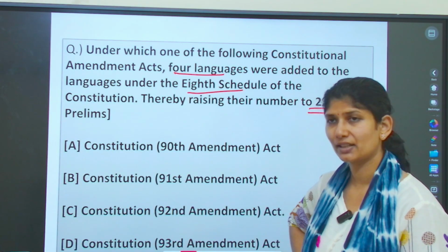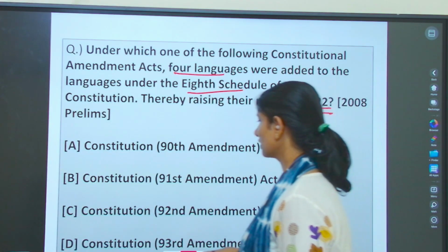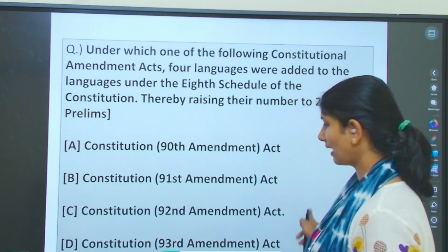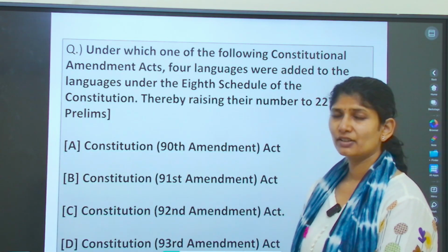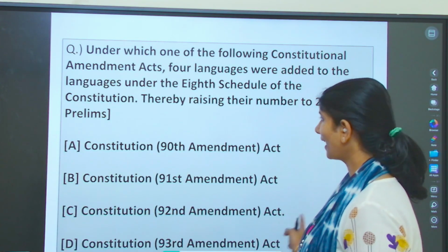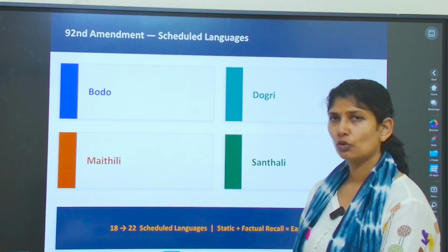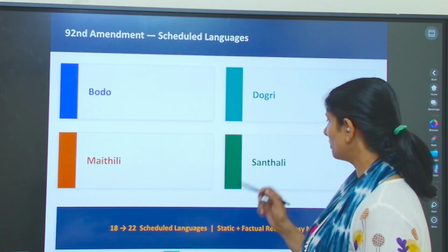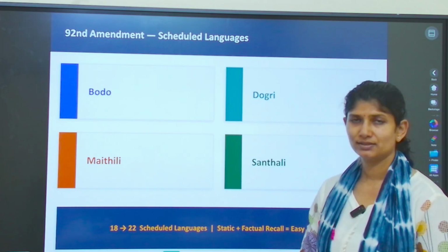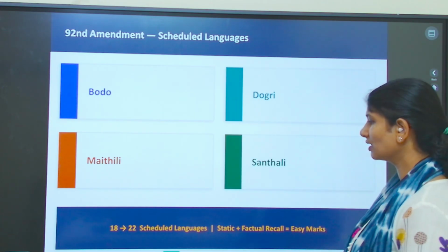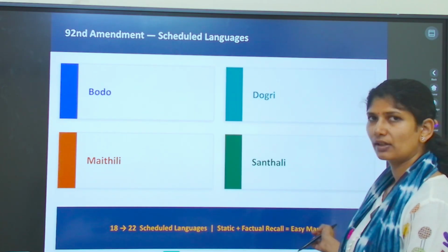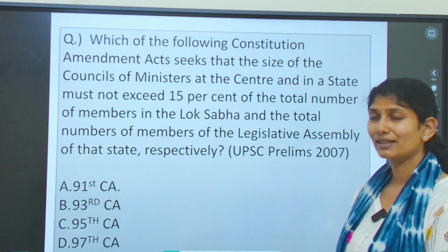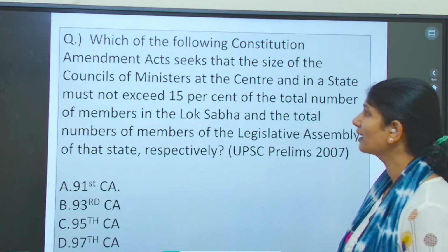Straightforward question, static question. The correct answer here is the 92nd Constitutional Amendment Act. It added four languages to your 8th schedule. What are the four languages? Bodo, Dogri, Maithili, and Santali. So this increased the scheduled languages from 18 to 22. This was that year's static question.